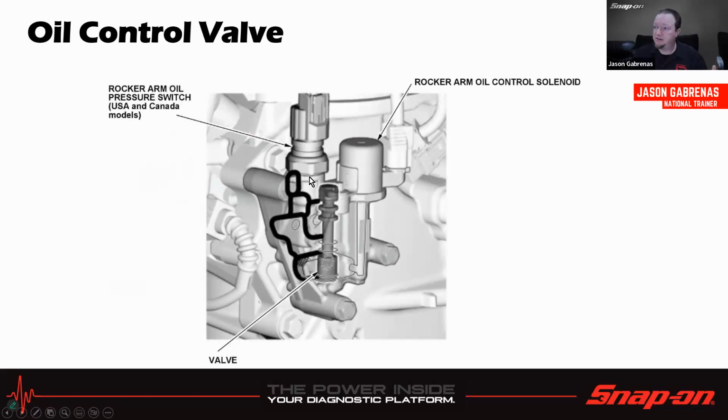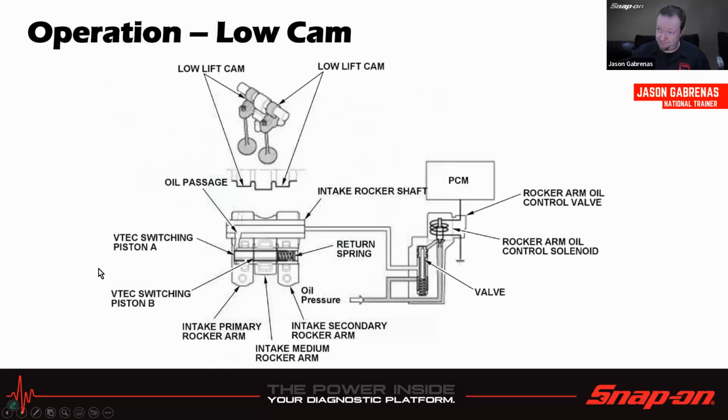So the oil control solenoid just opens and closes, and it also has a pressure switch on there for the USA and Canada models, anyways, of this. But that valve will move up and down in there. We got a little solenoid there, and it's very similar to those spool solenoids we were looking at before for the variable timing. This is for the variable lift.